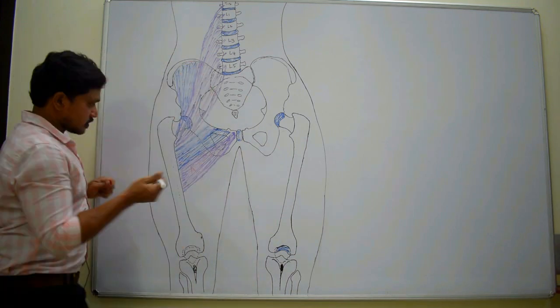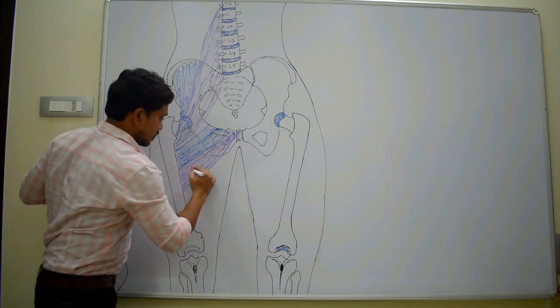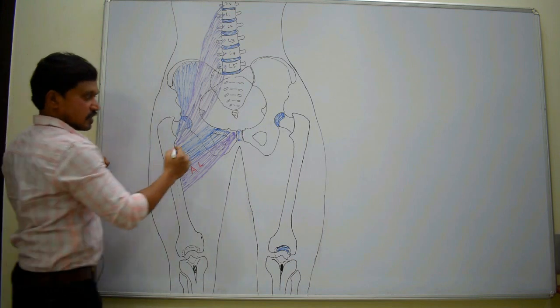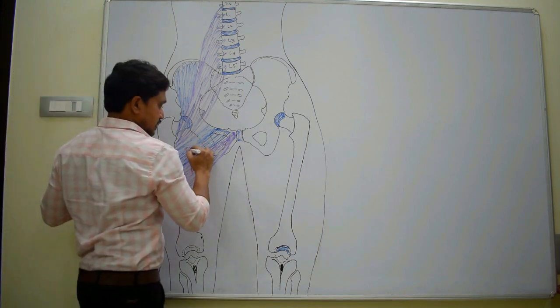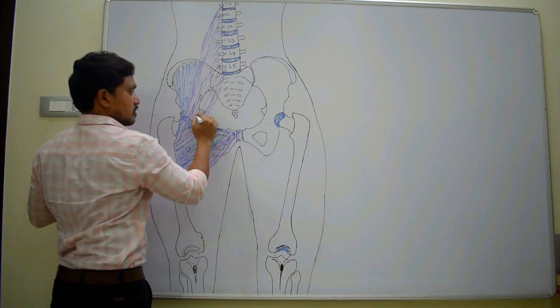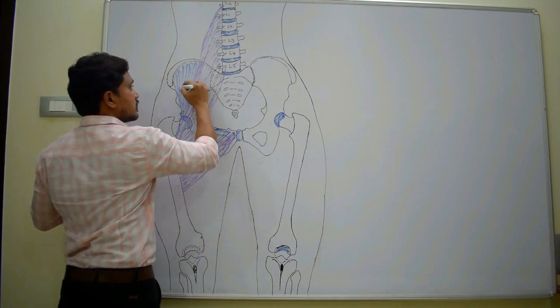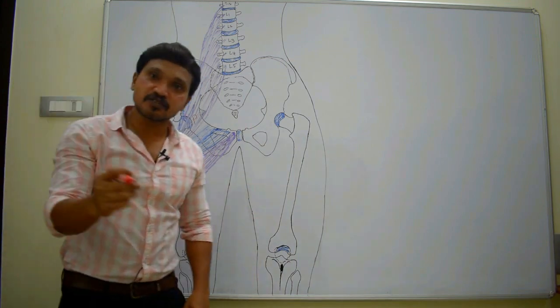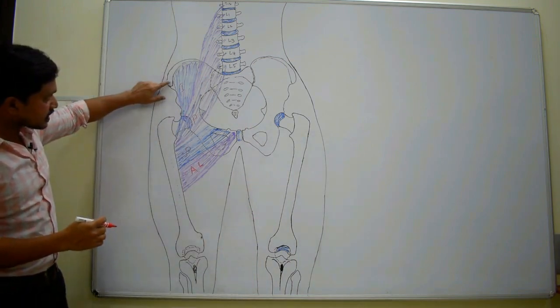Let me label it. This muscle is adductor longus. And what is this muscle? Pectineus. And what is this muscle? Psoas major. And what is this muscle? Iliacus. Now we will draw one more muscle which is taking origin from the anterior superior iliac spine.